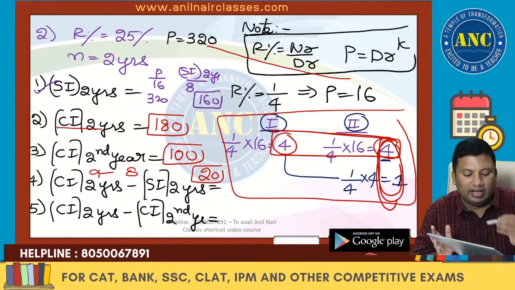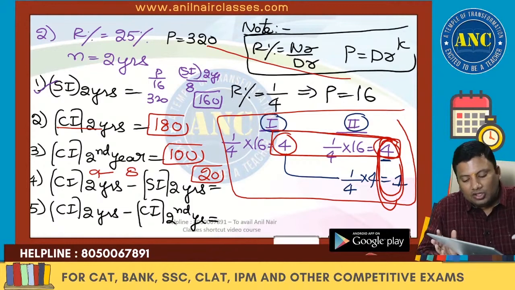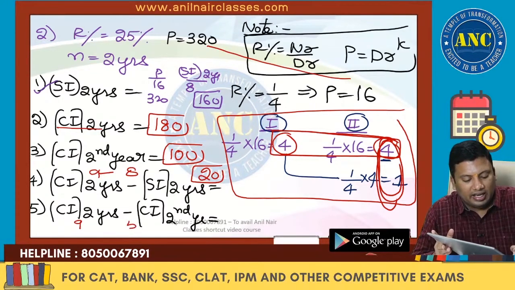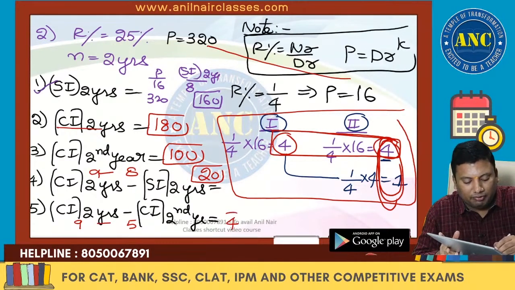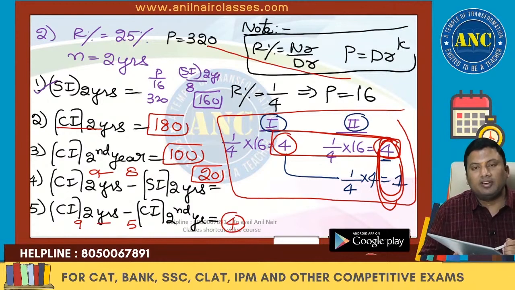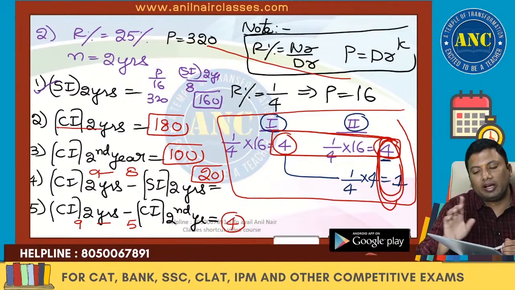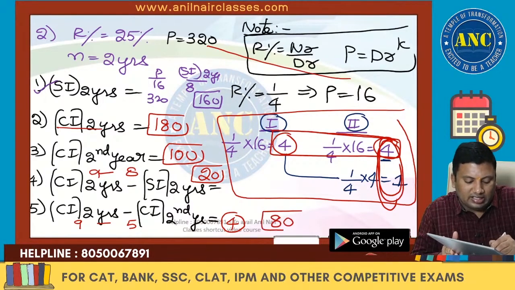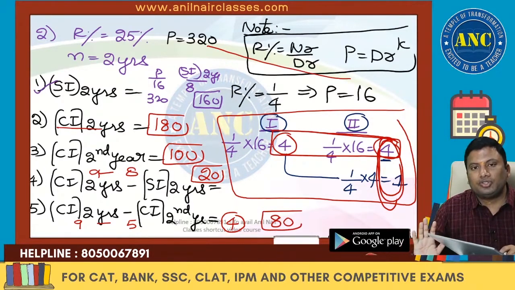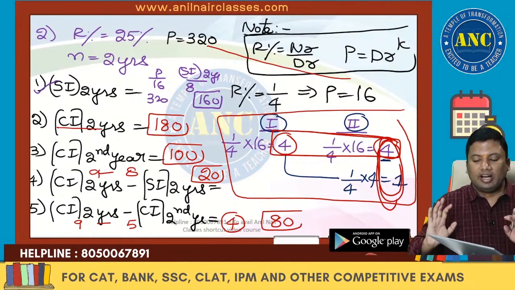I hope the idea is clear. CI for 2 years is 9. CI for the second year is nothing but 5. 9 minus 5 is nothing but 4. 16 becomes 320, into 20, so 4 into 20 is 80. No formula usage, just logically you will get the answer.